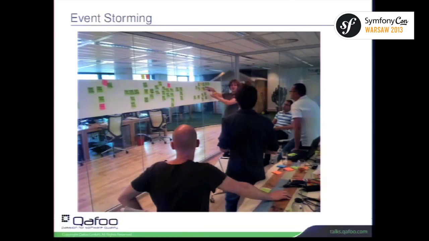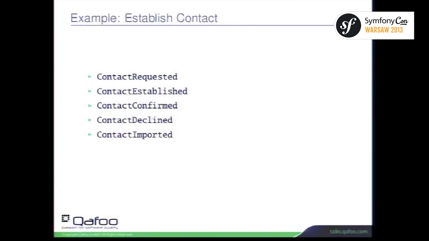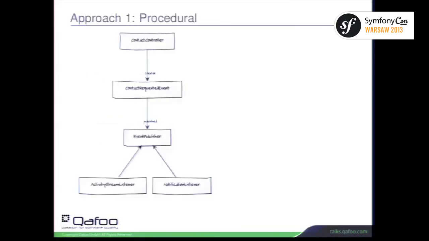And this is a picture from a customer of ours, and Matthias Verraes was there doing an event storming session where they found all the events in their system and then developed the system based on the events that are happening in the system, making them very explicit in code. In our example, we might have contact requested, contact established, contact confirmed, declined, and to make the distinction clear about contacts being imported, we also have a different event, contact was imported, instead of requested by a user. So we can make the different use cases very explicit with very explicit events.